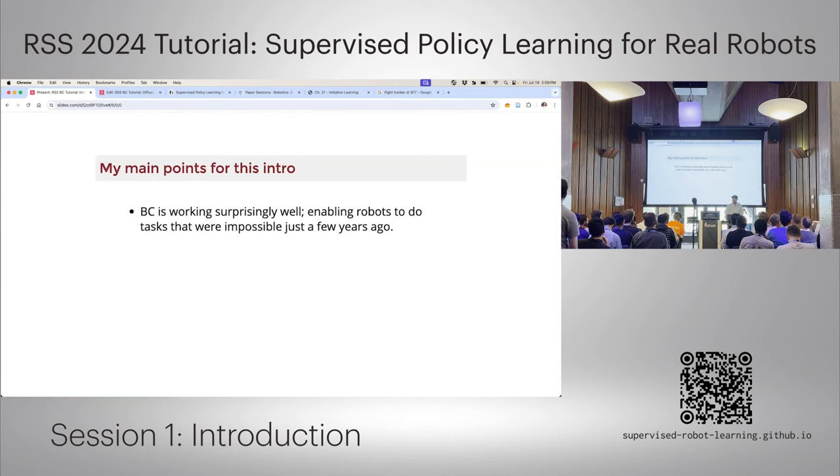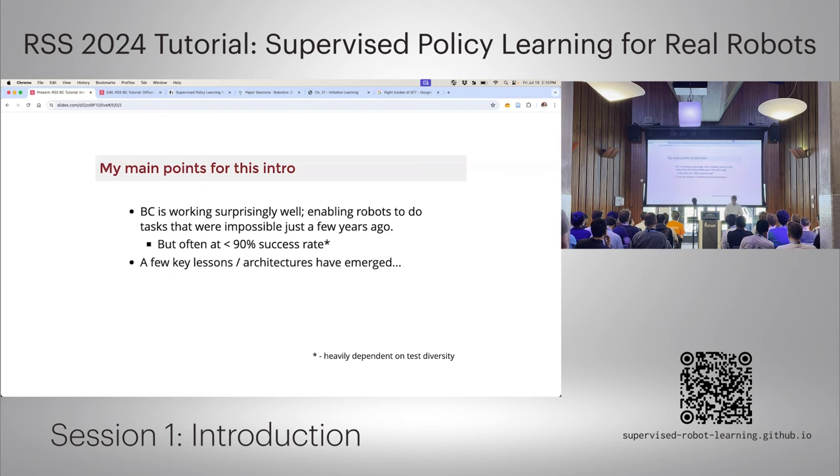Okay, so behavior cloning is working surprisingly well. I think we know that. That's why you came, right? It's enabling robots to do tasks that were impossible just a few years ago, at least in my measure of it, but not at 100% success rate. And even the 90% is kind of arbitrary, that's the number we like to see, but that's heavily dependent on the complexity of the task, the diversity of the rollouts. You could make that look higher or lower, but my conscience is clean if I say 90% right now. I think that's a pretty faithful sense of our best skills and hardware.